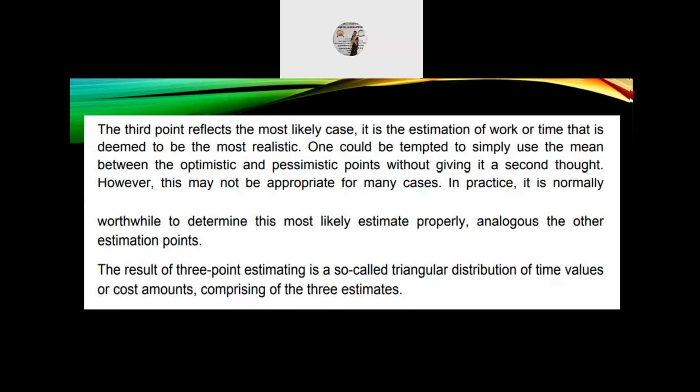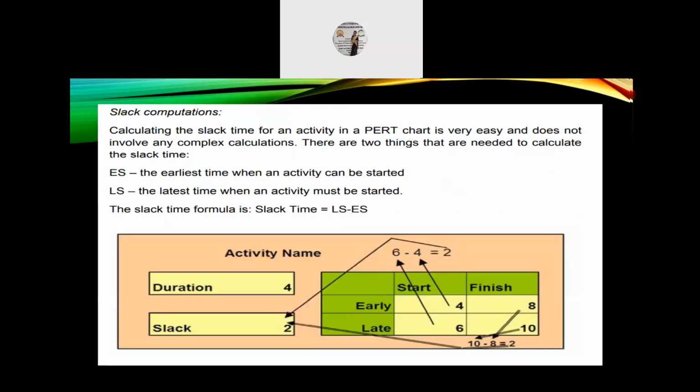It is the estimation of work or time that is deemed to be the most realistic. One could be tempted to simply use the mean between the optimistic and pessimistic points without giving it a second thought. However, this may not be appropriate for many cases. In practice, it is normally worthwhile to determine the most likely estimate properly, analogous to the other estimation points. The result of the three-point estimating is a so-called triangular distribution of time values or cost amounts comprising the three estimates.